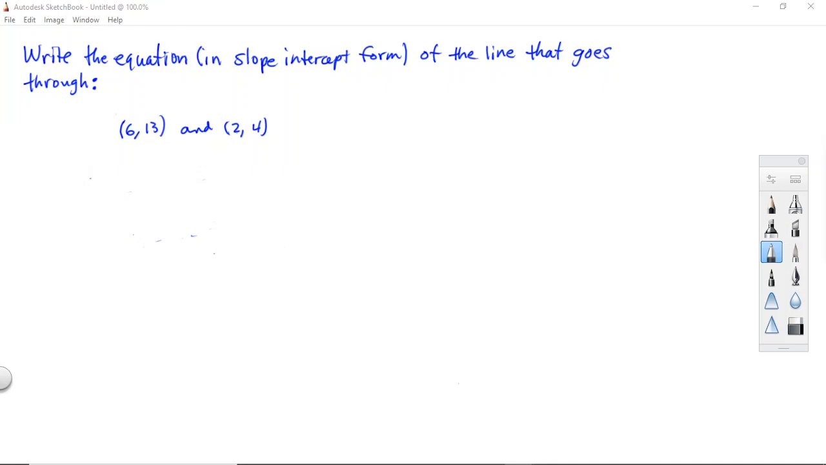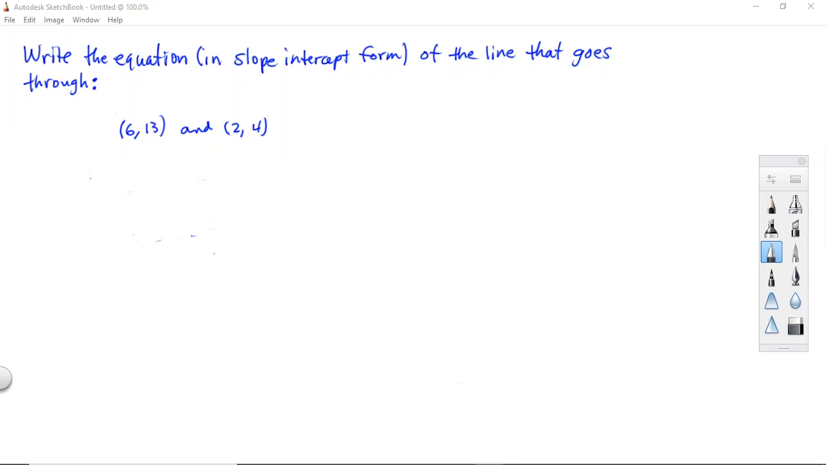Okay, so here's our board work problem for today. Write the equation in slope-intercept form of the line that goes through these 2 points. And they are (6, 13) and (2, 4).